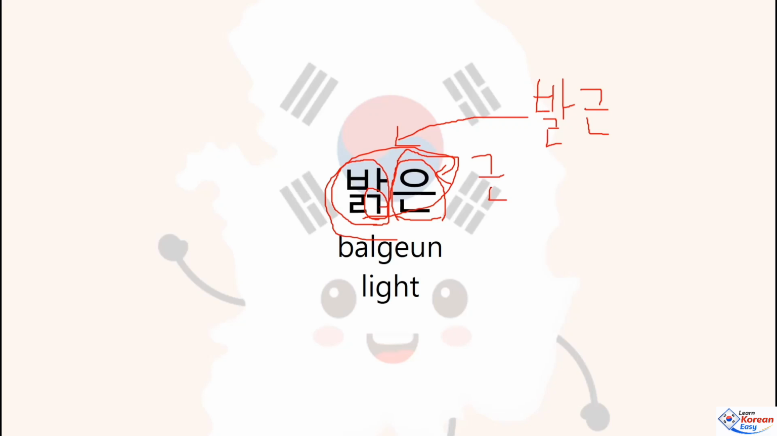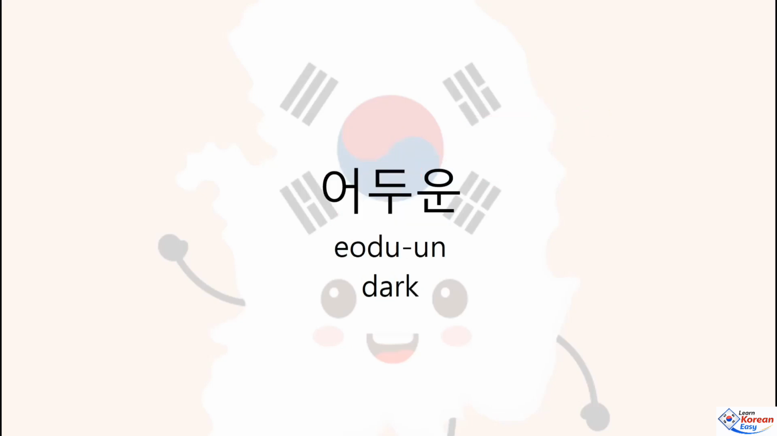Okay, getting lighter. All right, so the opposite of light is dark. The contrast, it's getting darker, 어두운. That's dark. 어두운.